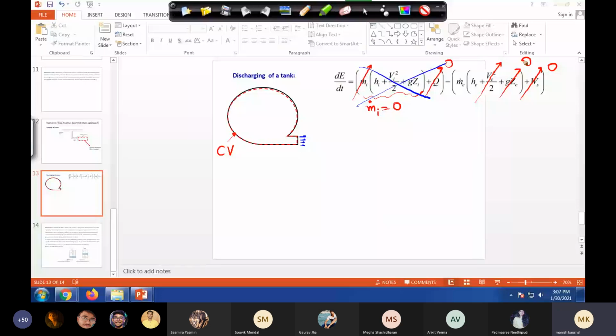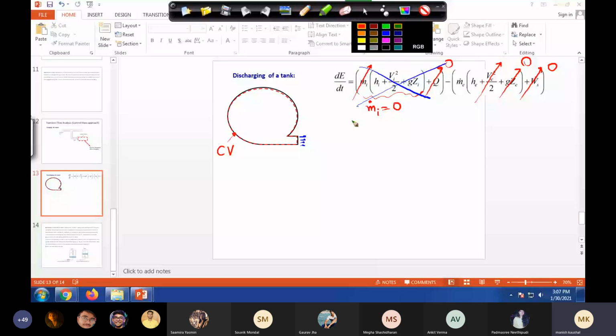So we left with what? dE. Okay, let's change the color. So you see how I am applying this control volume approach. If anyone has any problem, you can interrupt me.